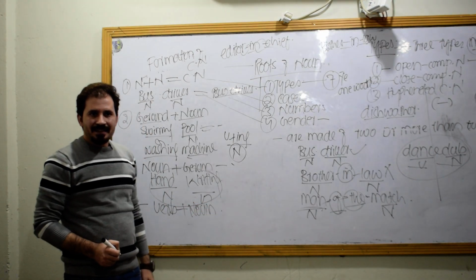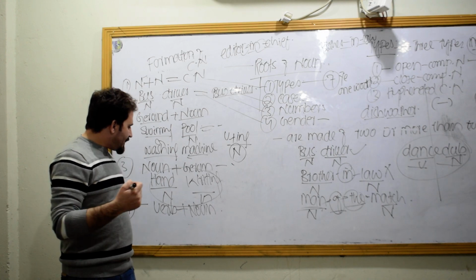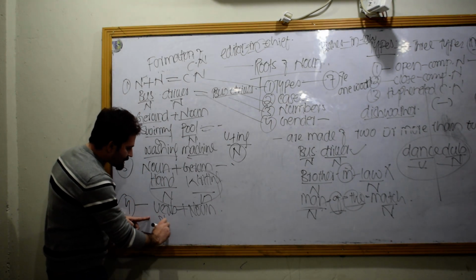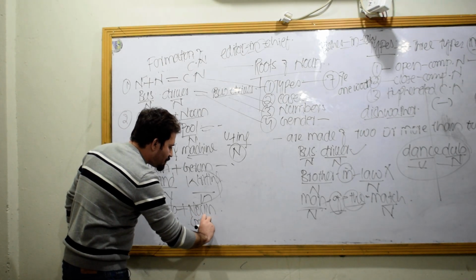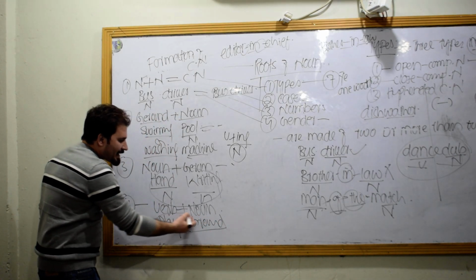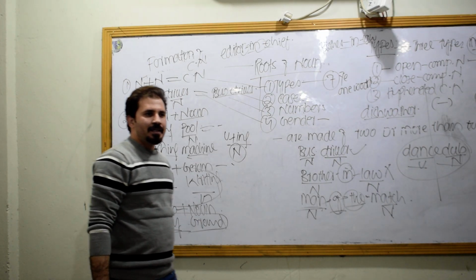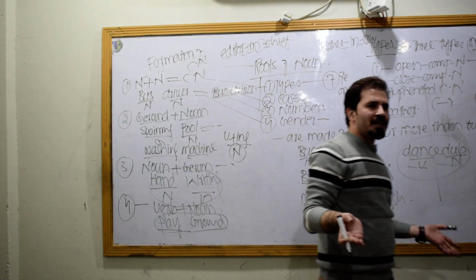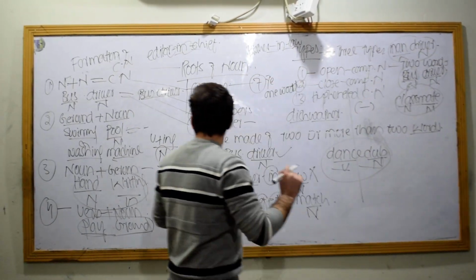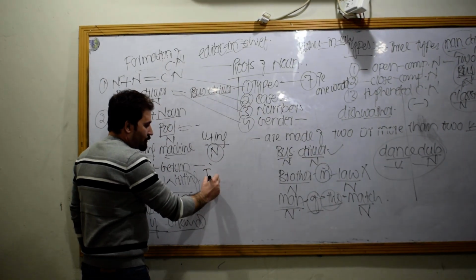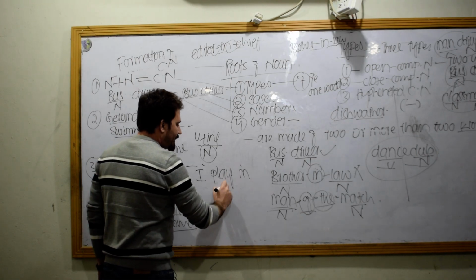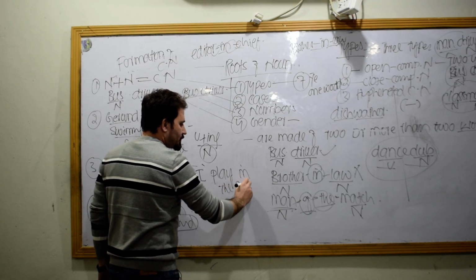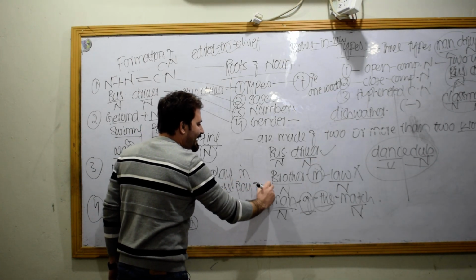Verb plus noun. Clear? For example, play, excellent. Play is what? It's a verb. Ground, what is ground? It's a noun. Playground, combinedly we call it what? Playground. So playground is what? It's a compound noun. For example, if I say, very good, I play in the playground.